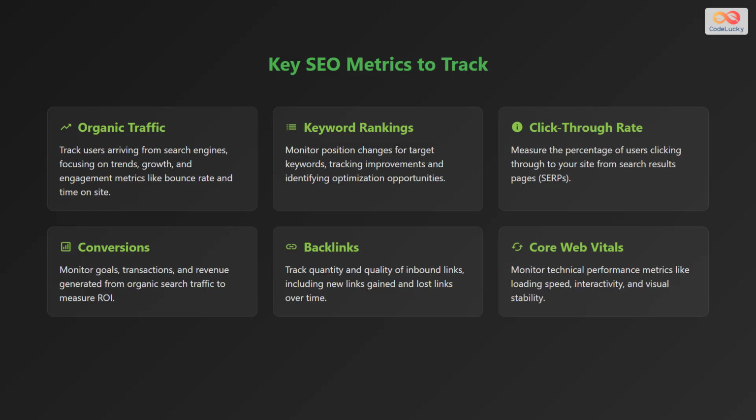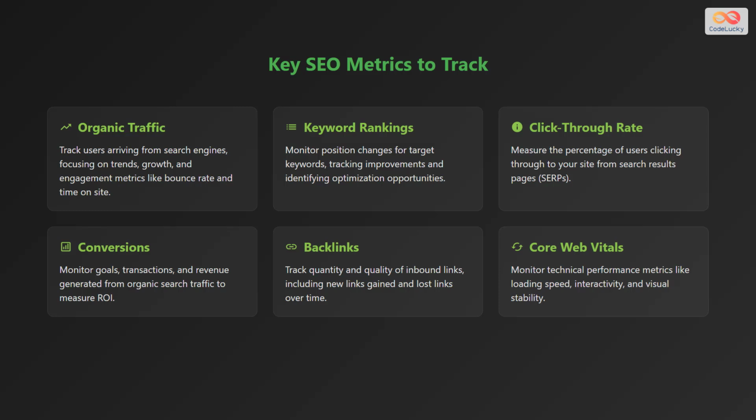Here are some of the key SEO metrics that you should be tracking in your report. First, organic traffic. This involves tracking users arriving from search engines, focusing on trends, growth, and engagement metrics like bounce rate and time on site. Second, keyword rankings. You should monitor position changes for target keywords, tracking improvements and identifying optimization opportunities.